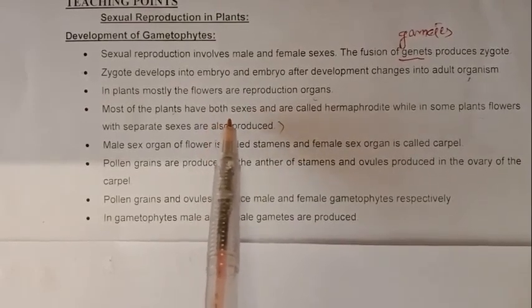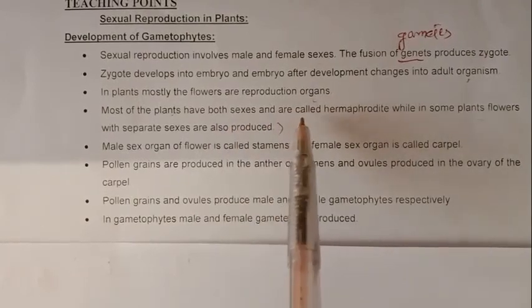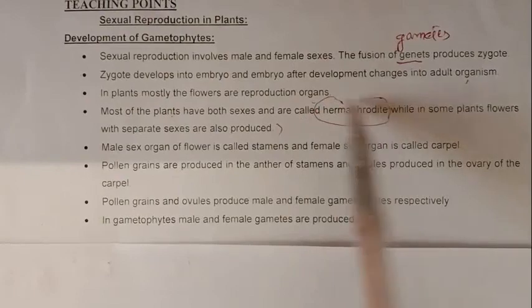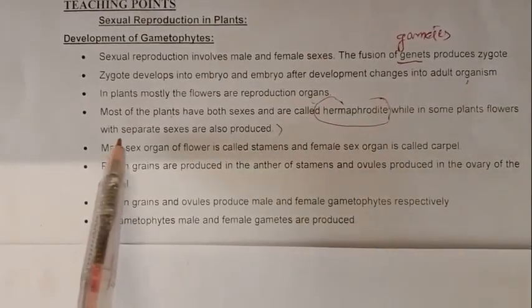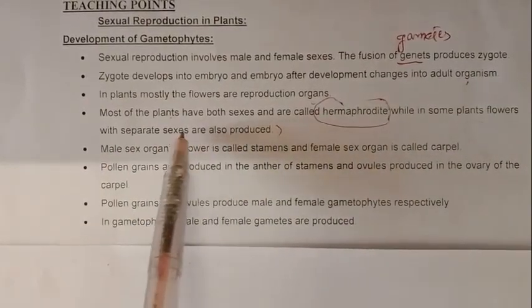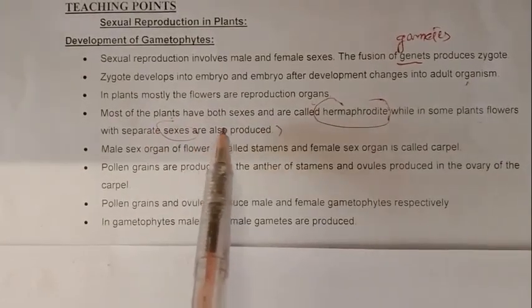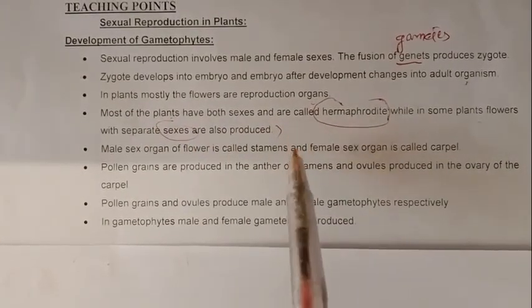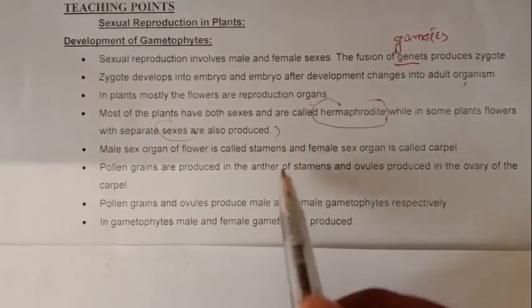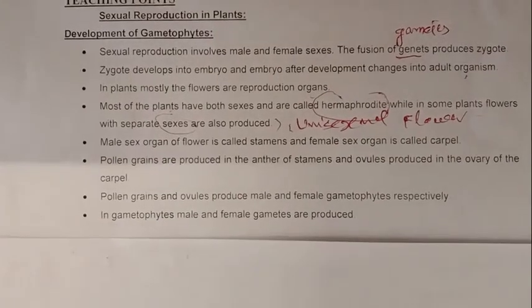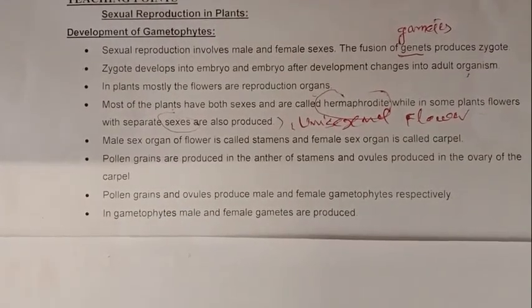So we have two types of flower. Some flowers have both types of sex organs and are called hermaphrodite flowers, while some flowers have only one sex organ, male or female, and are called unisexual flowers. So the flower containing only one sex organ is called a unisexual flower.